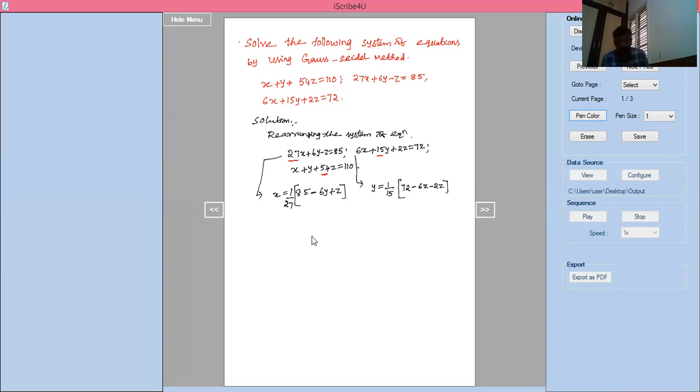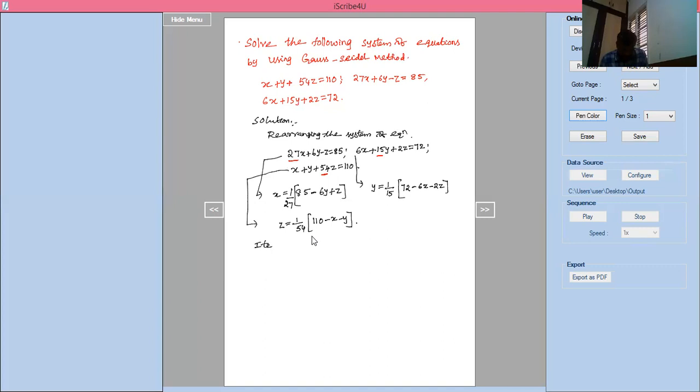This is y. Similarly, the next equation is z equal to 1 by 54 into 110 minus x minus y. This one is x, another is y, another is z. So now I'll write the first iteration.